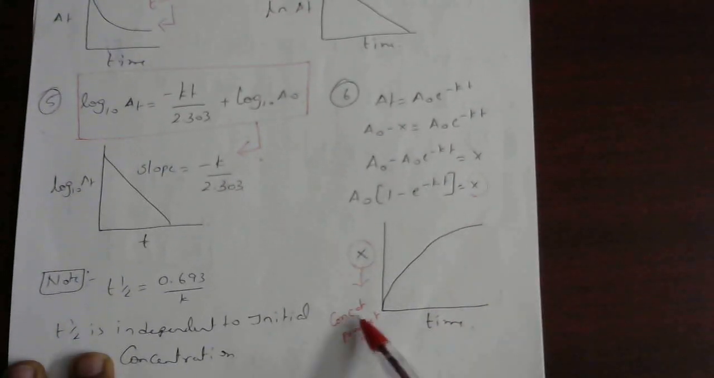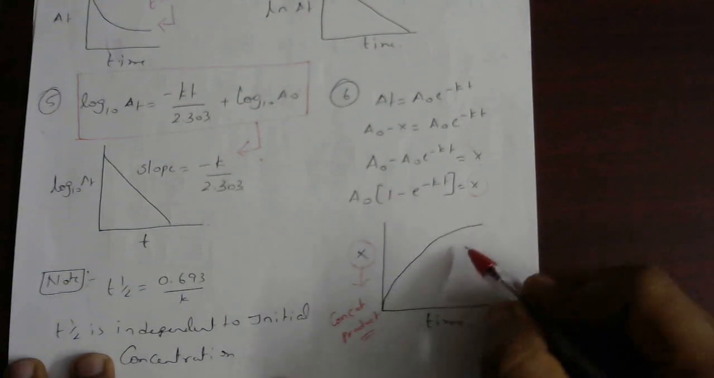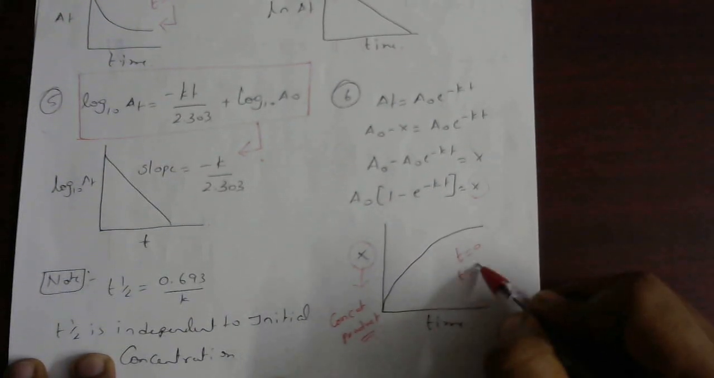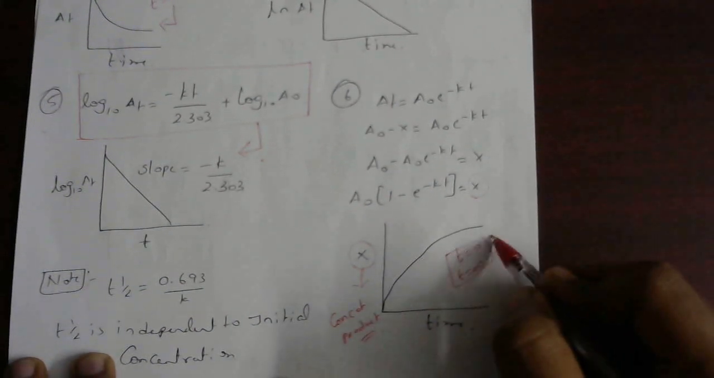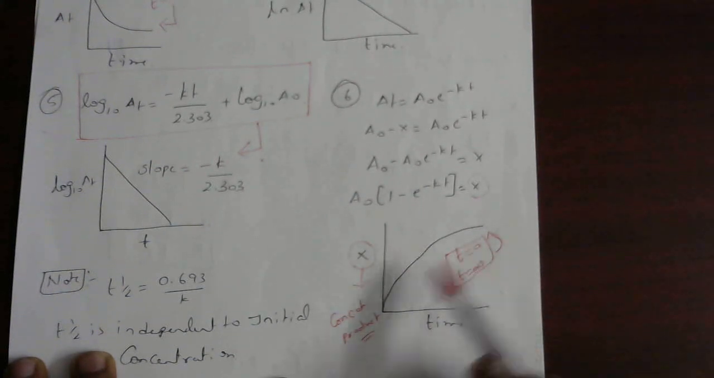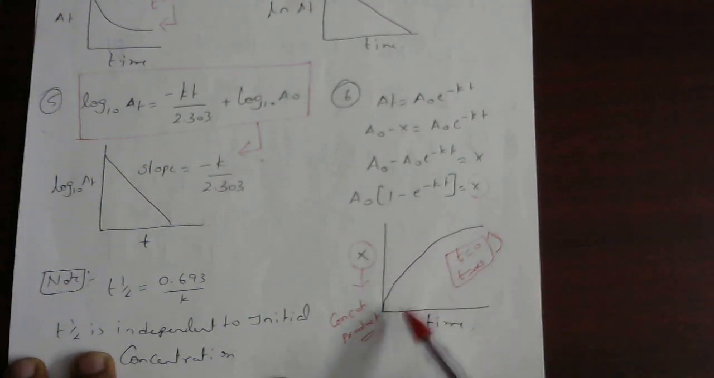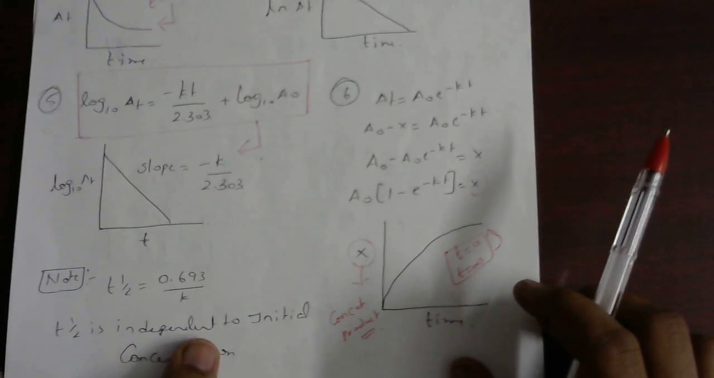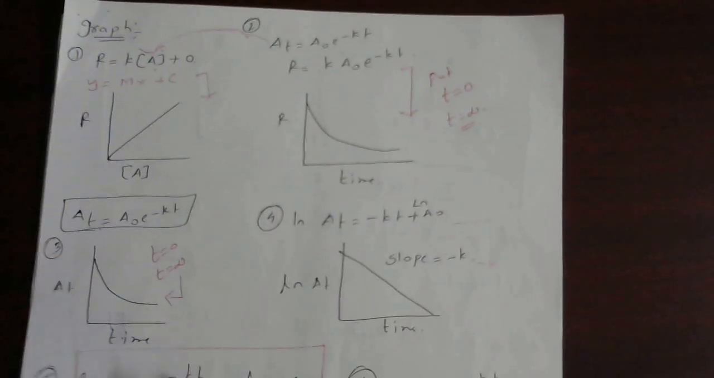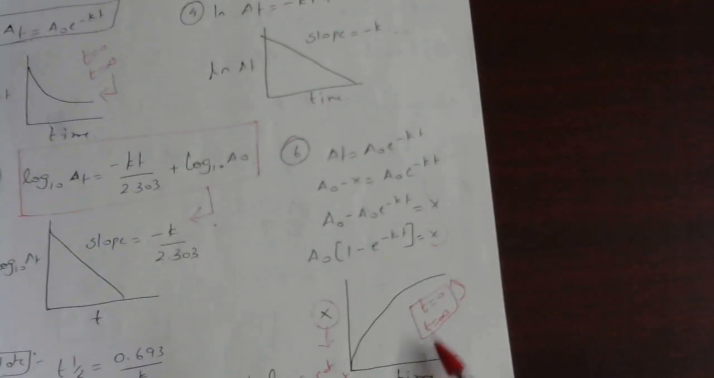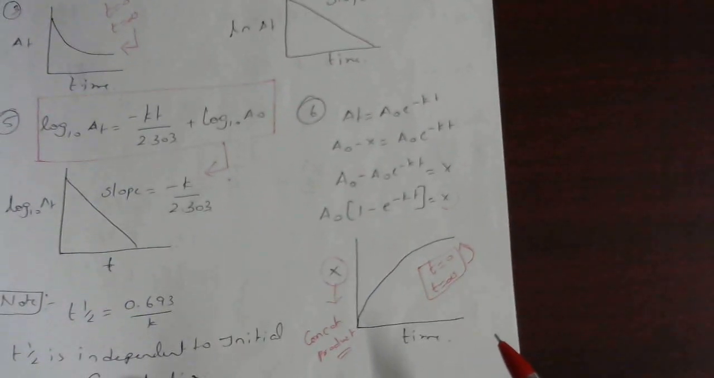So I have got the graph here, concentration of product versus time, and here also try to keep t equal to 0 and t equal to infinity. Then you will understand why I have drawn the graph something like this. I have drawn curves because these are exponential graphs, all of these are exponential graphs.